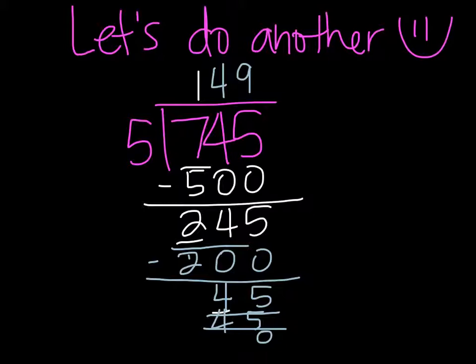Our last question, can 5 go into 4? It can't, but can 5 go into 45? It can. 5 can go into 45 9 times. Then we have 9 times 5 is 45. Subtract 45 from 45, and it leaves us with 0. So 745 divided by 5 is 149.